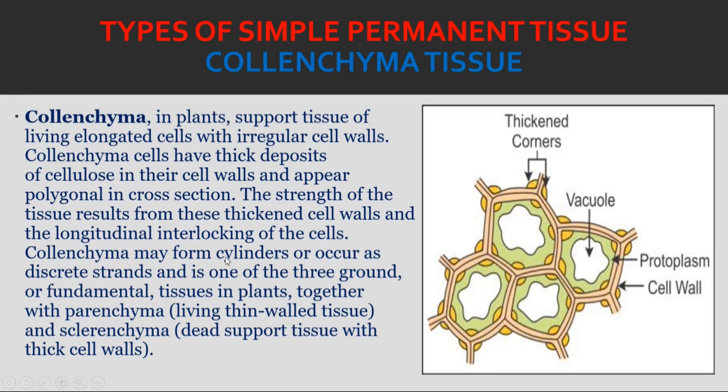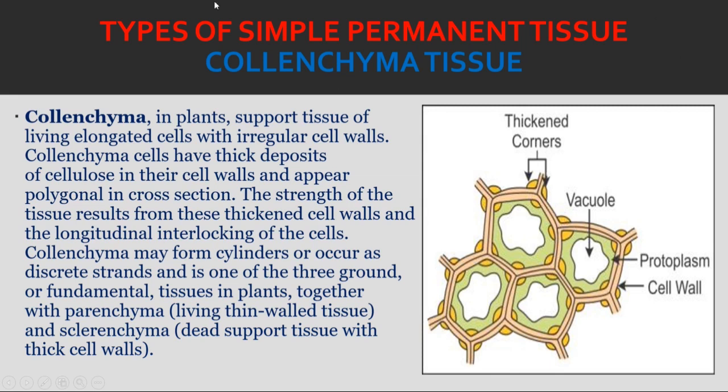So the collenchyma forms a cylinder in structure, or can also form discrete strands, in one of the three ground or fundamental tissues. The other two kinds of tissues are parenchyma and sclerenchyma. So this is the basic diagram of the collenchyma which you can see in this slide.